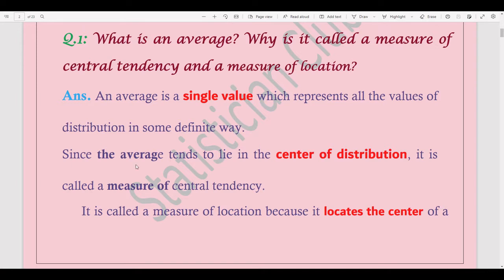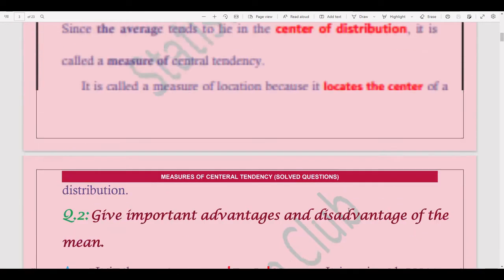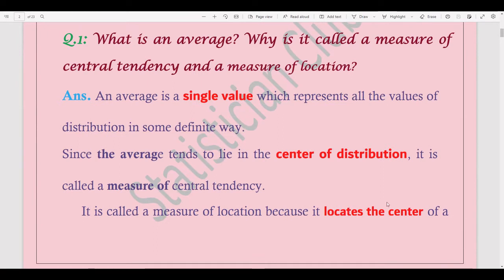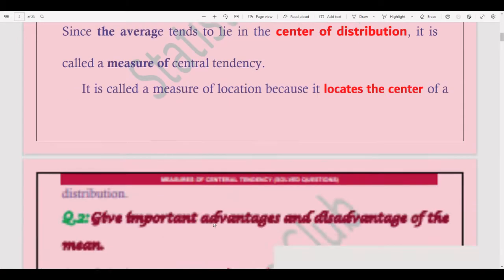It is called a measure of location because it locates the center. Because of this reason it is called measure of location, because it locates the center of the data. With the help of average, you can locate the center of your data or distribution. So because of this reason it is called measure of location.